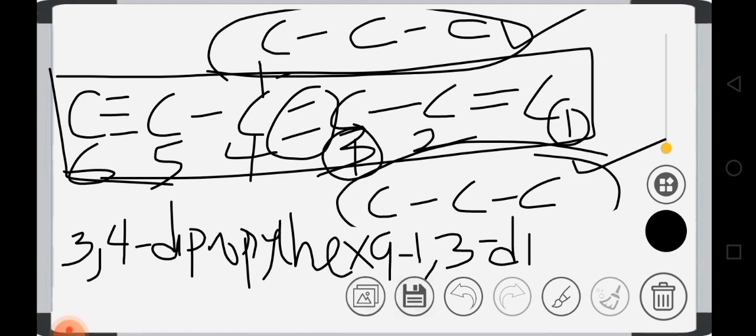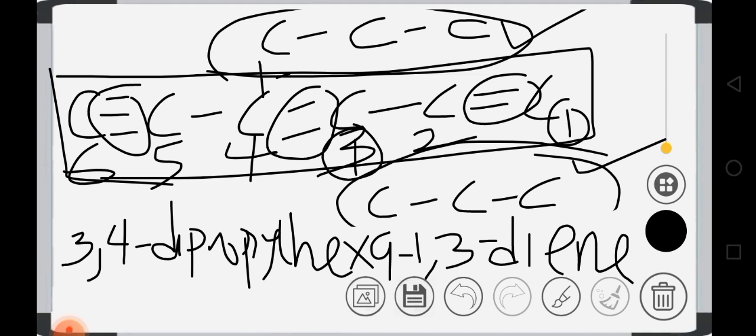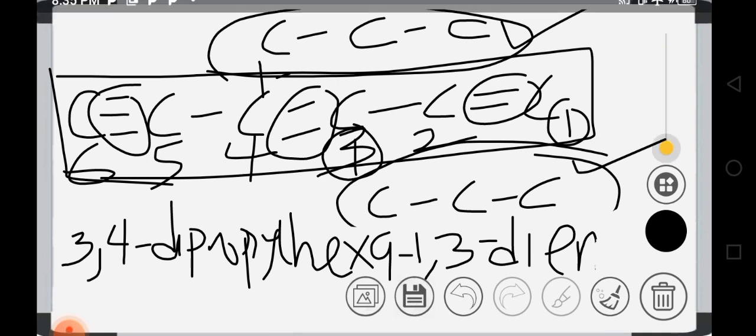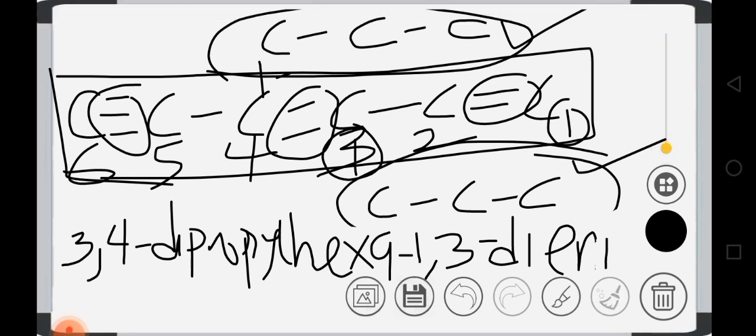Since I have 2 of them, I say di. That means 2 of ene. It's supposed to be ENE, but because I have a triple bond and a double bond, I will remove one of the E. I will not use ENE since I have a triple bond and a double bond, from the rules. Can you still remember? Then we are still going to hexa-1,3-diene, then 5-yne.